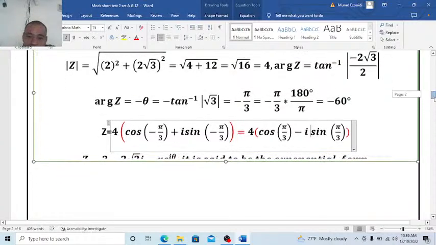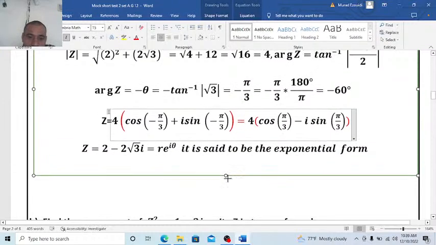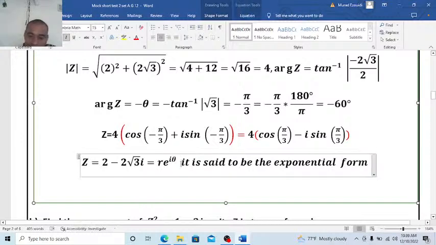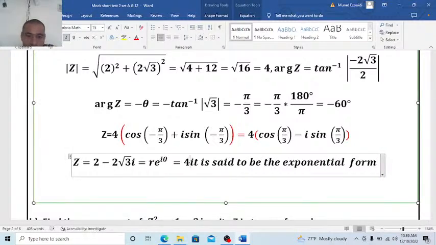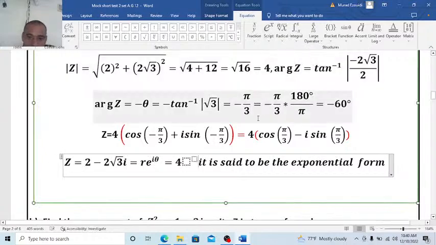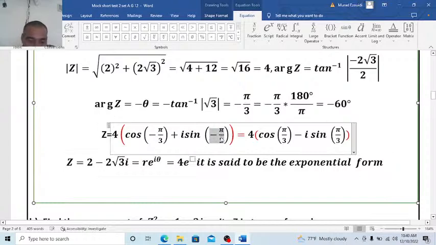For learners, the exponential form will be easy because the argument is given and the modulus of the complex number is given. Therefore, I will write this as r, which is 4, multiplied by exponential e, then negative. I will take only this one. This is the argument.